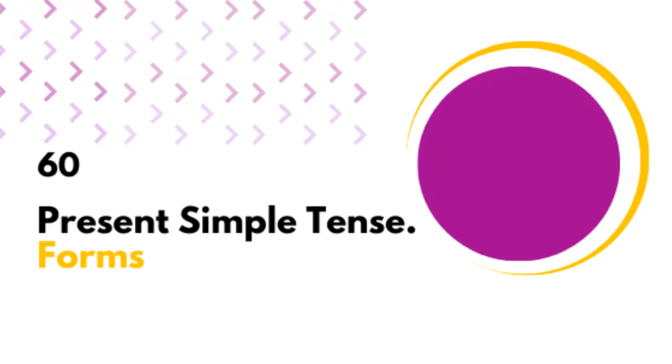We don't add the letter S to I, you, we, or they. Listen and repeat. They observe me closely. I study English. You look amazing. We like you. Well done.